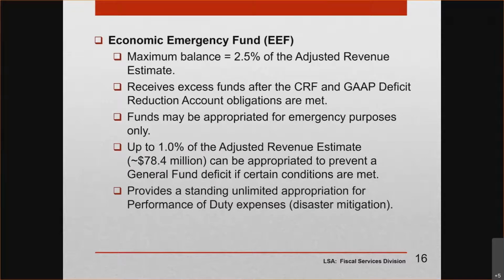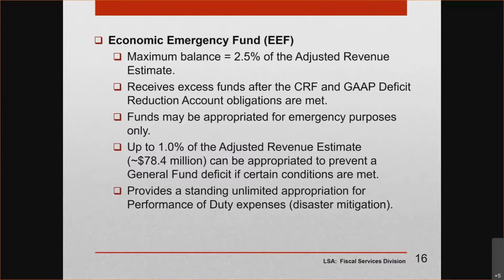The other unique thing about the Economic Emergency Fund is that it provides a standing unlimited appropriation for what we call performance of duty expenses. A standing unlimited appropriation is just an open-ended appropriation that has no cap. Performance of duty is an appropriation under the authority of the Executive Council. They approve all expenses, and these are primarily emergency related expenses that are not otherwise budgeted in state government. This has primarily been used in the past to match FEMA dollars for disaster mitigation, and they can also, in some cases, provide match to local communities to match their FEMA dollars.